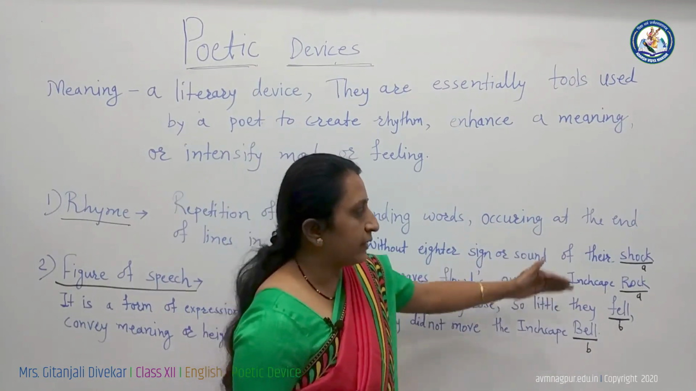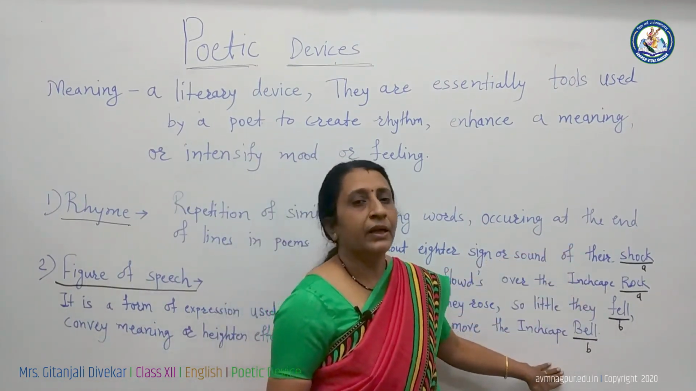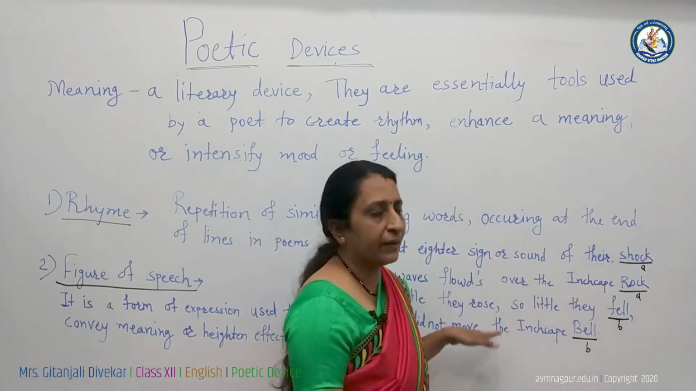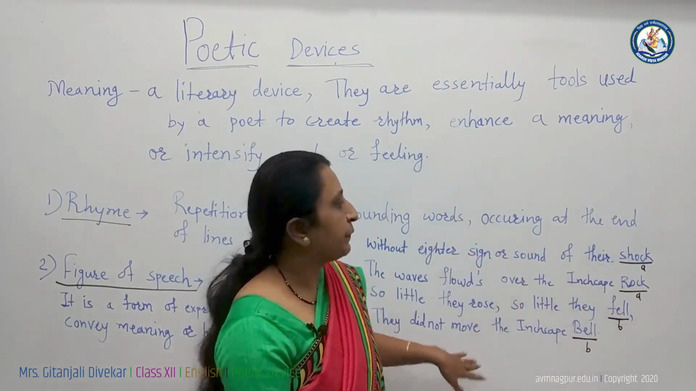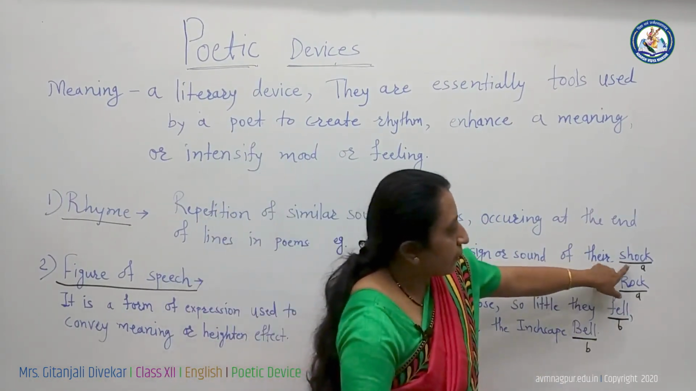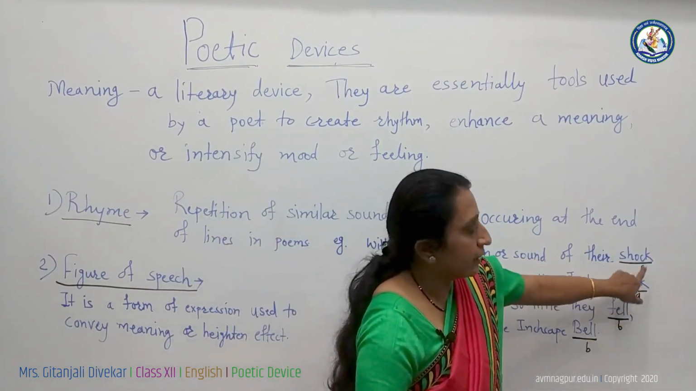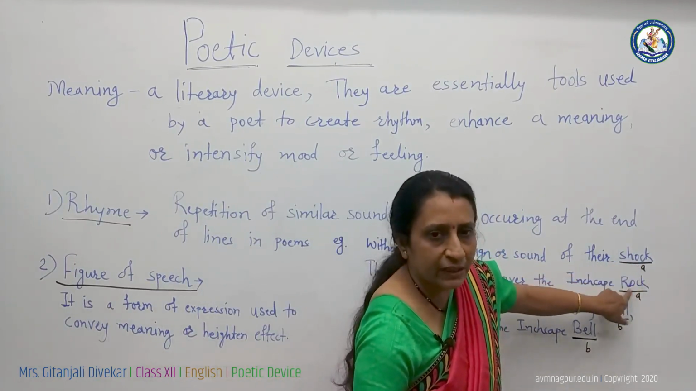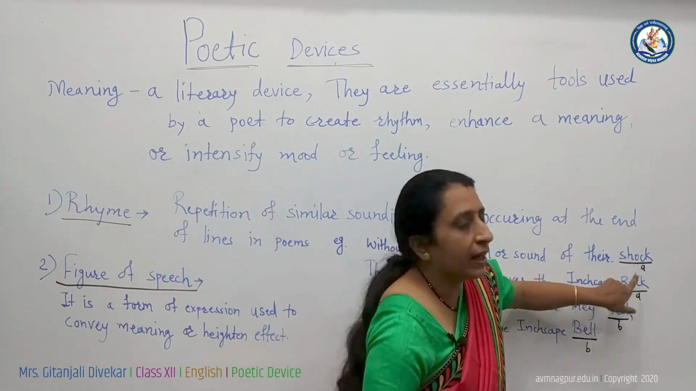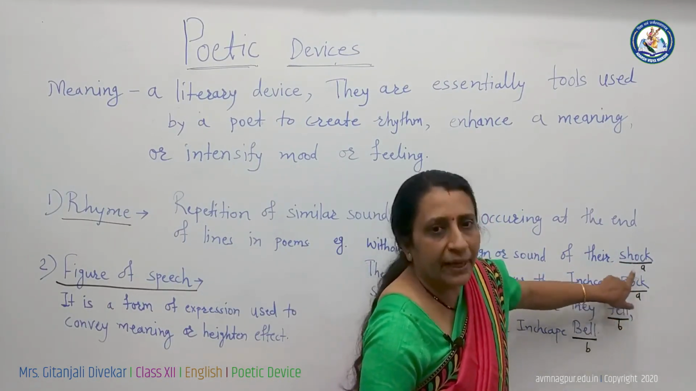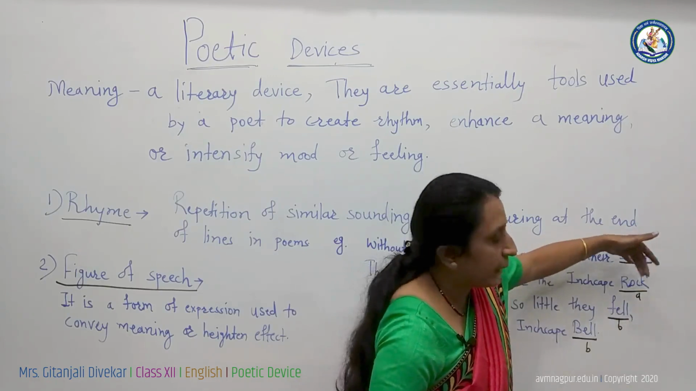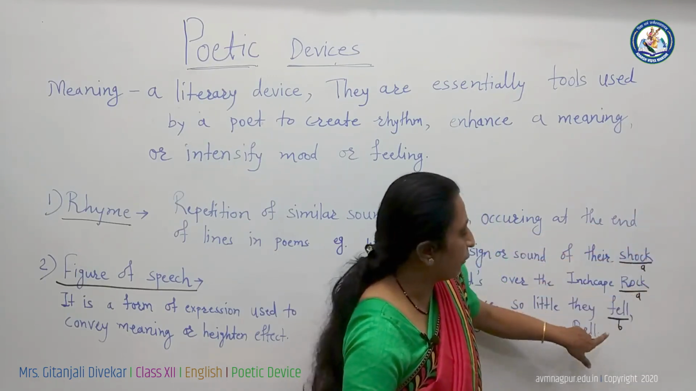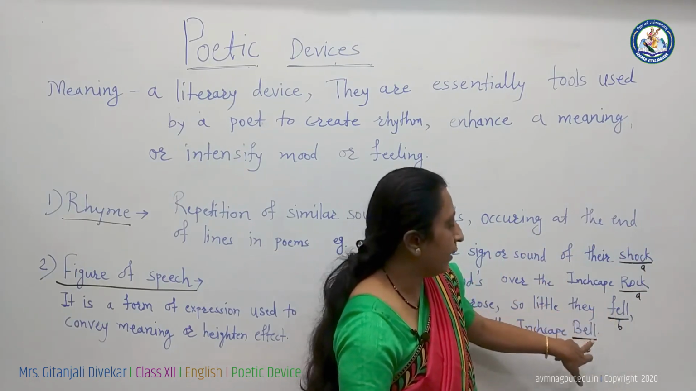Students, after finding the rhyming scheme of the stanza, you may have a question like, give the rhyming words or pairs from the stanza. Now, with the help of which words did we find the rhyme scheme? Yes, shock and rock. They are matching with each other. That means they both are considered a pair. So one pair from this stanza will be shock, rock. The second pair from the same stanza will be fell, bell.